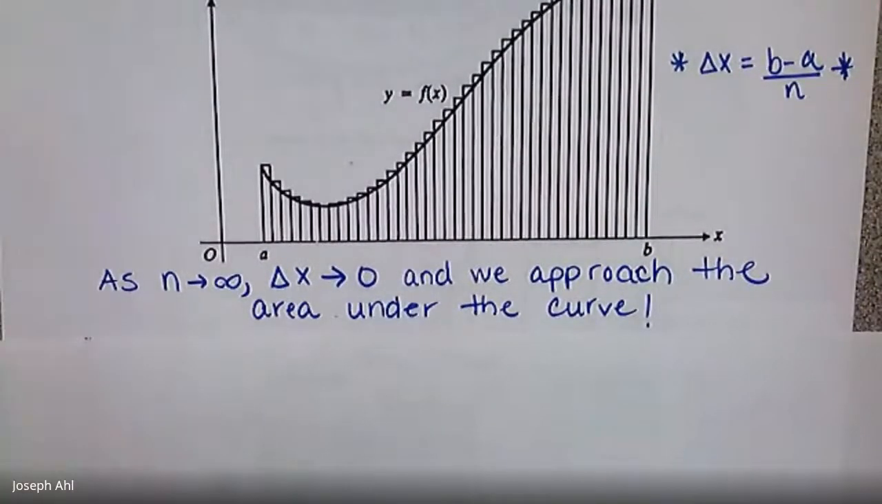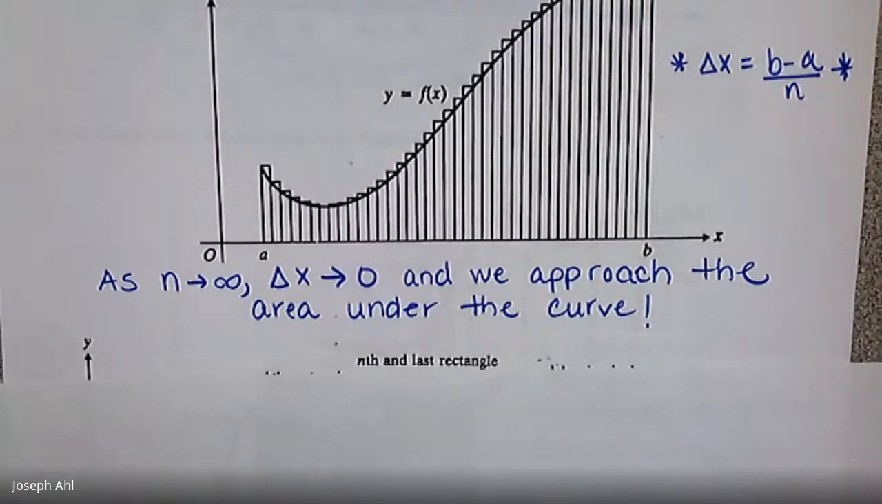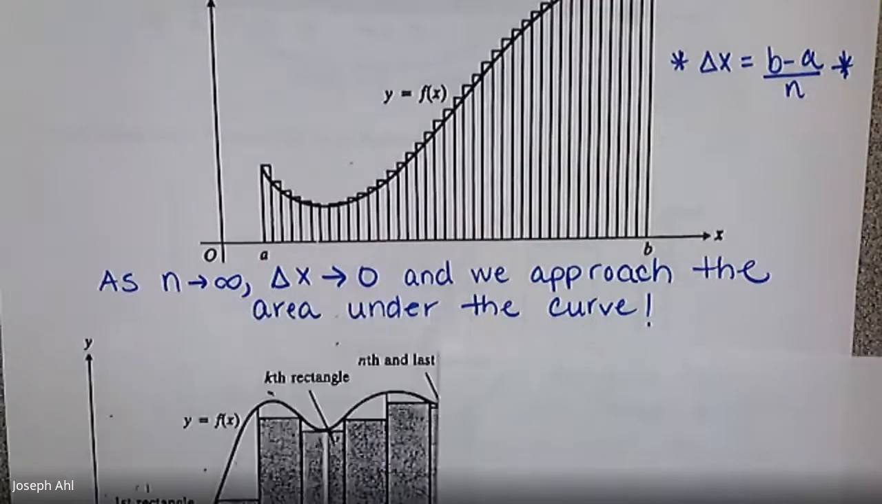So if that delta x value is getting closer and closer and closer to 0, then we're actually approaching what the area under the curve is. Okay, so the more rectangles we have, the more accurate we are. And if we think of this as the number of rectangles approaching infinity, we're going to get what the true area under the curve is. Okay, so then we're going to move on to this diagram over here.